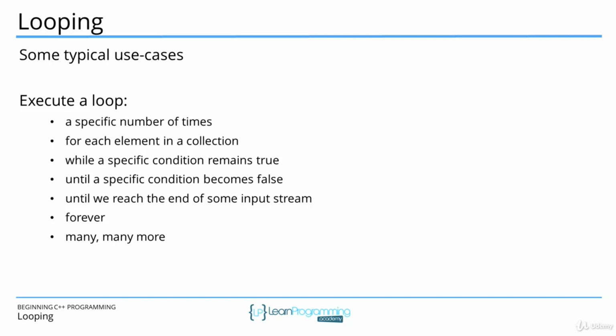Other times we want to loop until a specific condition becomes true. So we loop until we see a specific value, then we stop. Of course, we can also loop forever. This isn't as common as the other use cases, but operating systems are an example of programs that loop forever executing system processes. There are many other use cases and variations of these existing use cases. Let's look at the C++ looping constructs now.